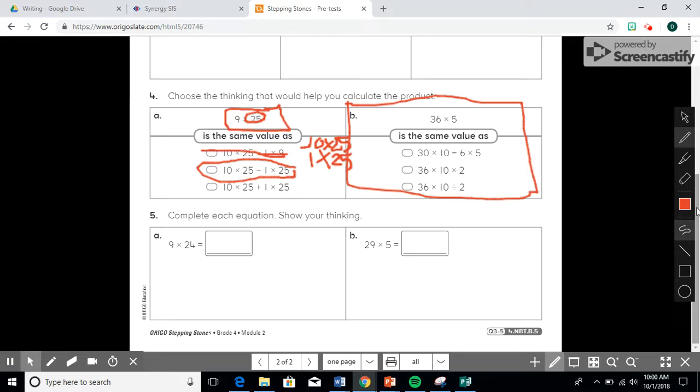And last but not least, we are doing multiplication problems. You can use your 10s strategy, your 9 strategy, whatever works for you. You can use lattice. So I'm going to use my 9 strategy right here. I'm going to say 24 times 10 equals 240. And then I need to subtract one row of 24.